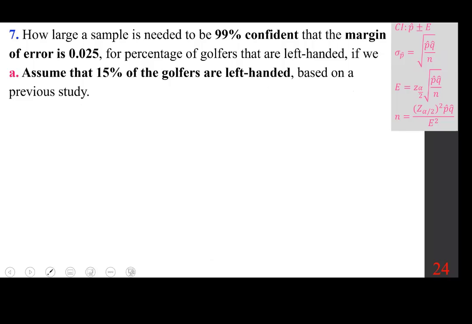How large a sample is needed to be 99% confident that the margin of error is 0.025 for percentage of golfers that are left-handed if we A, assume that 15% of the golfers are left-handed based on a previous study? What is given? We want 99% confidence interval. The margin of error, E, must be 0.025 maximum. And now for part A, P hat is 0.15 or 15%.